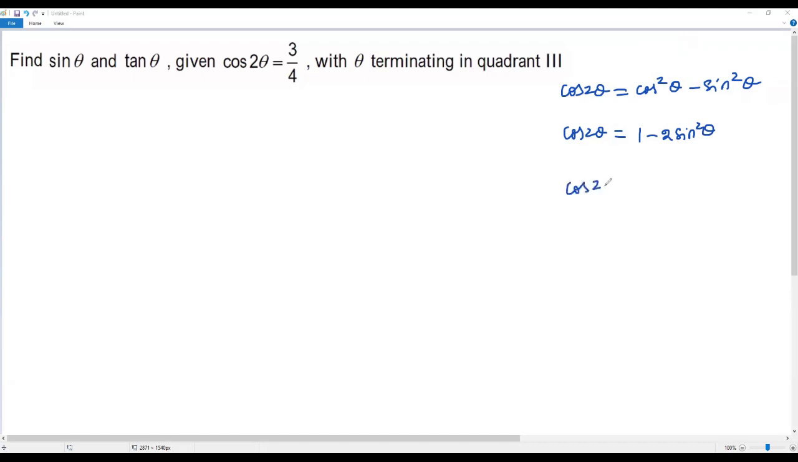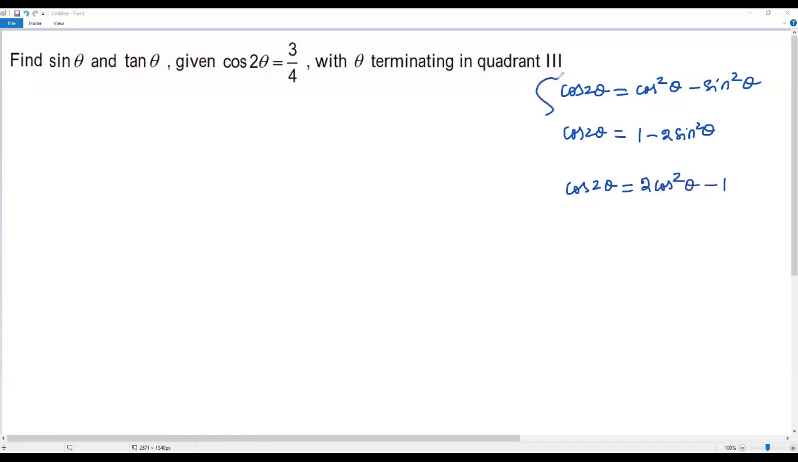And we can write one more variant of the formula for cosine 2 theta. In cosine square theta minus sine square theta, we know that sine square theta is equal to 1 minus cosine square theta, using the Pythagorean identity. If I replace sine square theta by 1 minus cosine square theta, then this expression will become 2 cosine square theta minus 1.